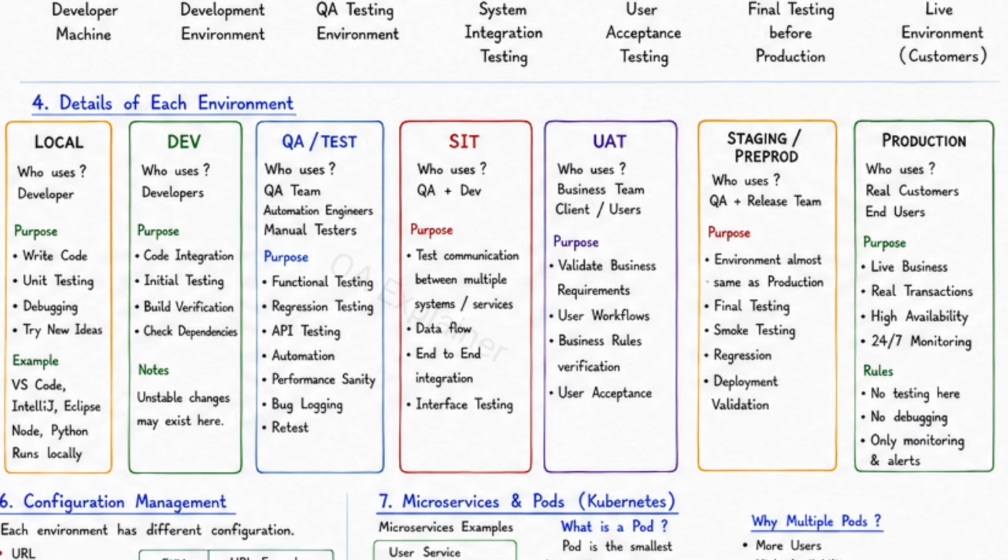And then we have production. Production is mostly used by real customers or end users. The main purpose is live business, 24/7 monitoring, and high availability. Here we do no testing and no debugging; we are only monitoring and getting alerts, that's all. So these are the details of each and every environment.